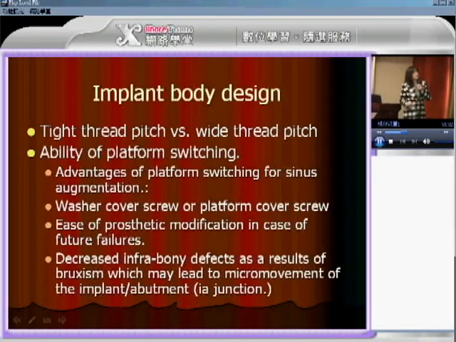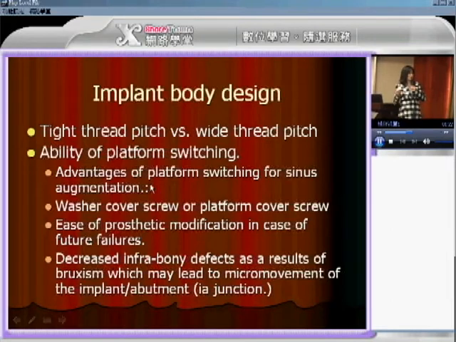What about the thread pitch? You can see a tighter thread pitch, which is a really tight thread, and there's a wider thread, something similar to Straumann or Ankylos, that we would consider a wide thread pitch. What are the differences between the two?